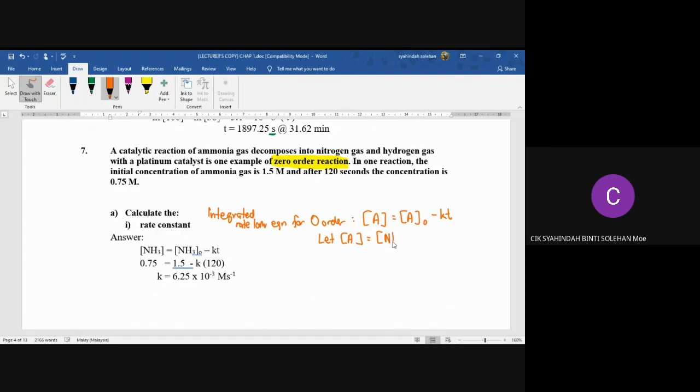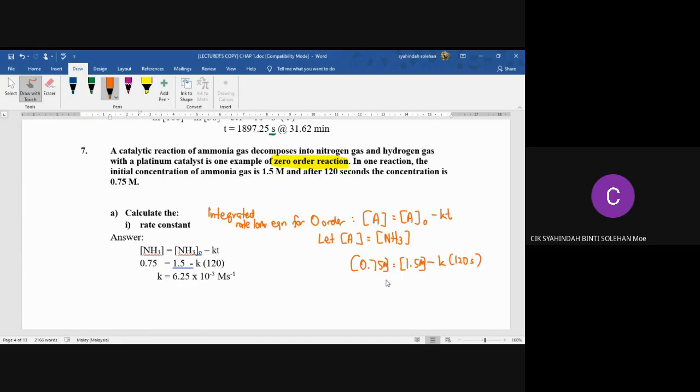So ammonia ialah NH3. Okay, so bila you dah buat let A is equals to NH3, you boleh terus guna concentration A yang final tu dia bagi 0.75. Okay, and then concentration initial dia bagi 1.5, equals to 1.5 minus k. K tu something yang you kena cari. Okay, soalan pun minta kan, time dia bagi 120 second. Okay, so ni unit M, ni unit M.